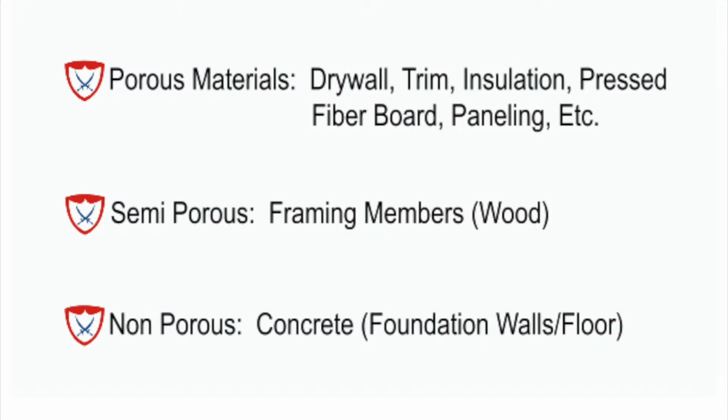I want to talk about a few things with you, some terms. When we talk about porous materials, we're talking about drywall, trim, insulation, pressed fiberboard, paneling, items that are porous. When we're talking about semi-porous items, we're talking about framing members, things like wood. And then as we're talking about non-porous building materials, we're talking about concrete, whether it be a slab floor, a poured foundation wall, or a foundation floor in a basement. These are three different distinct types of building materials that we see on a regular basis.